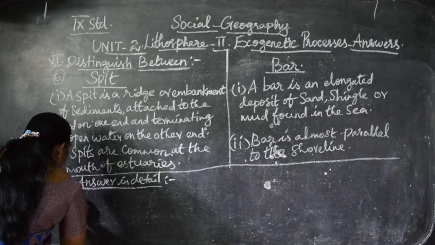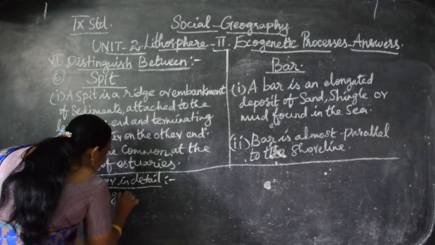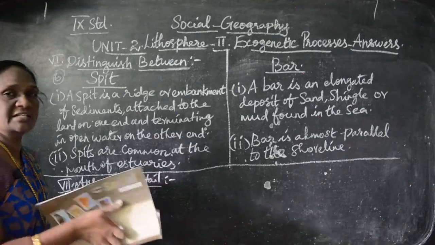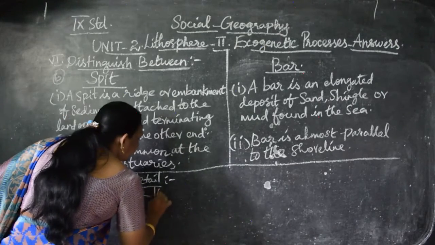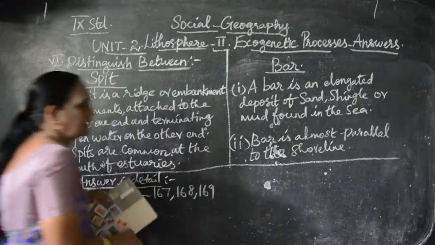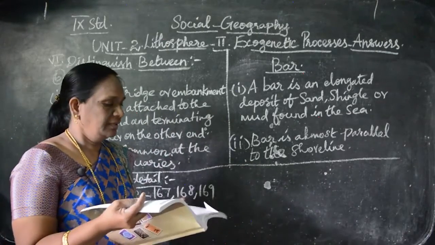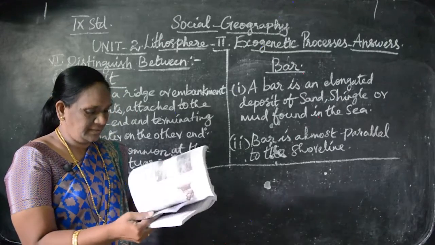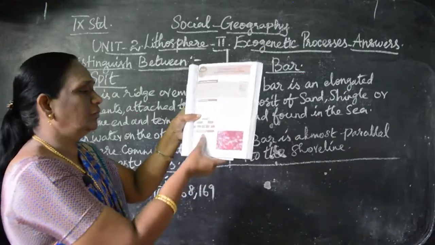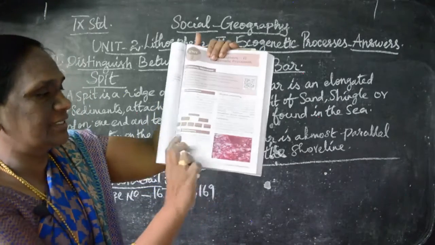The answer is in page number, I will mark in the book. Understand? Page number 167, 168 and 169. You just turn over the page. You just take out your books. Take page number 167. Here, weathering. Can you able to see? In the pen I marked detail answers.